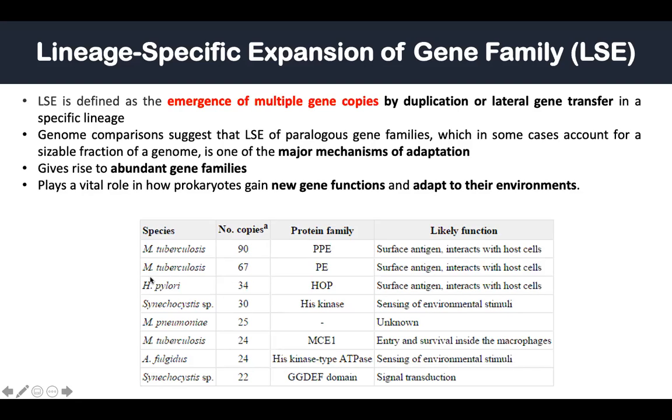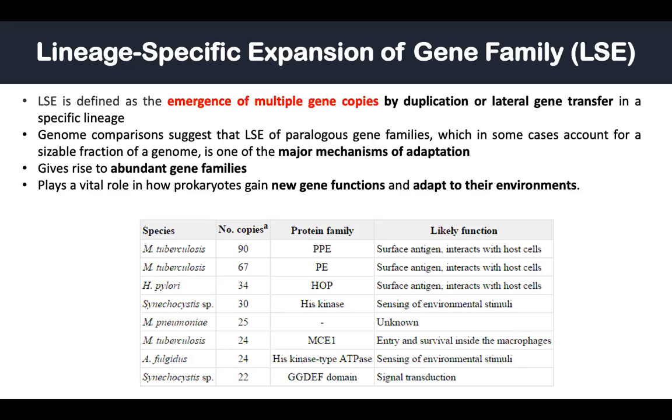Similarly, you can see different organisms here, right? H. pylori has 34 copies of the HOP protein family. Again, this is a surface antigen and interacts with host cells. Especially in parasites, bacteria that are living on or depending on a host, they normally will have expanded genes or expanded gene families in order for them to interact with the host cells, because that's what they require.